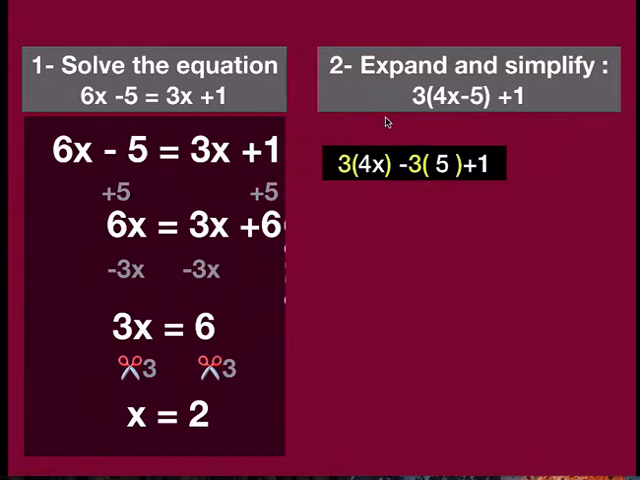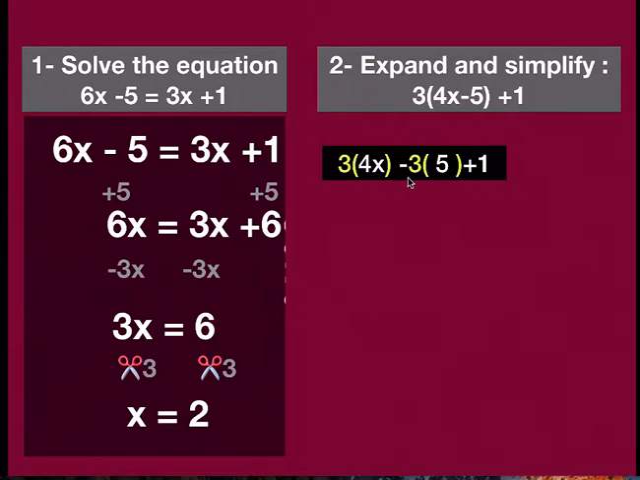In the second question, expanding, how to expand. Expanding should be done like this. This 3 is multiplied by every single term inside the bracket. So you have two terms, 4x and 5, and subtraction between them. So you multiply by 4x, multiply by 5, like what you can see here. 3 multiplied by 4x, and 3 multiplied by 5. So 3 times 4x and 3 times 5.